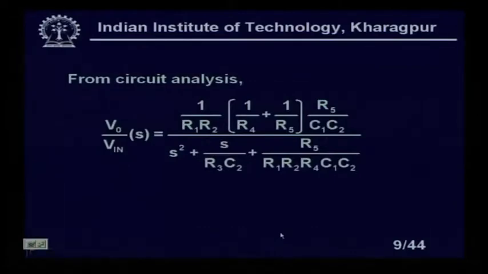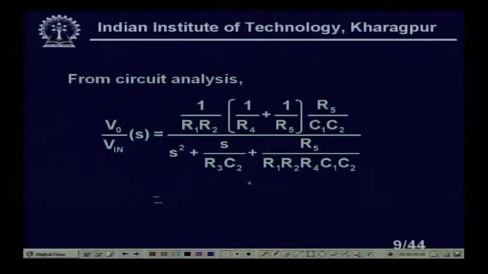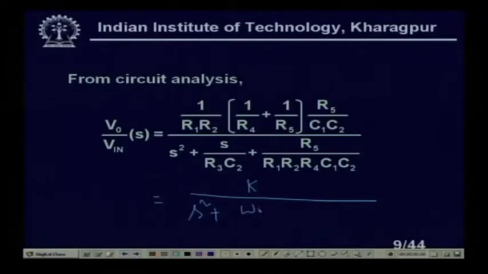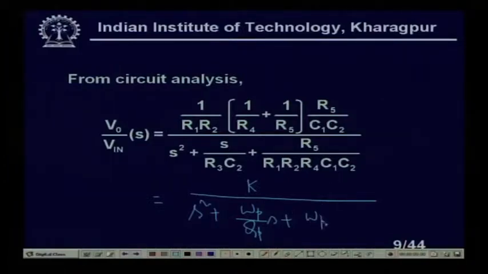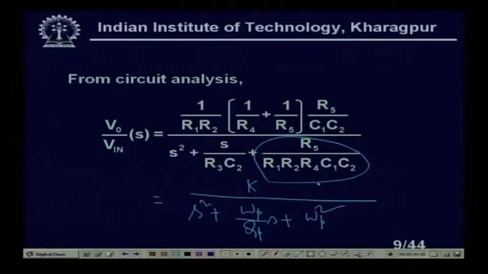Now, let us go back again. So, this is my circuit. I can write K equal to S square plus omega p by q p S plus omega p square, is not it. So, this will give you omega p square. The square root of this will give you omega p, and this will give you omega p by q p, right, and this will give you capital K.